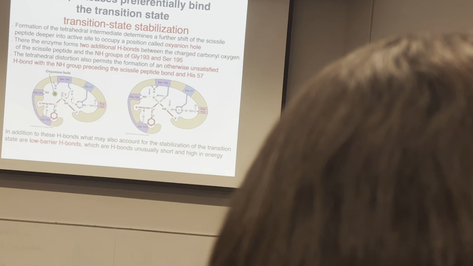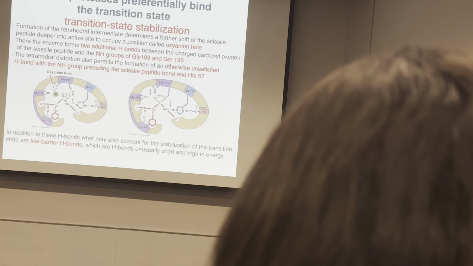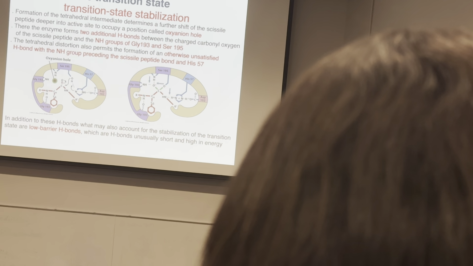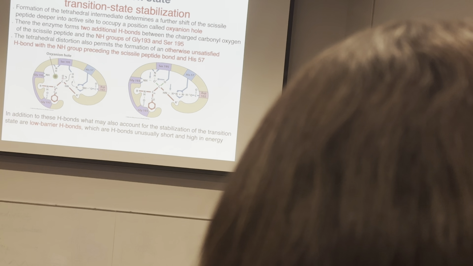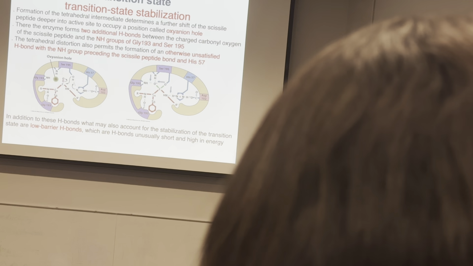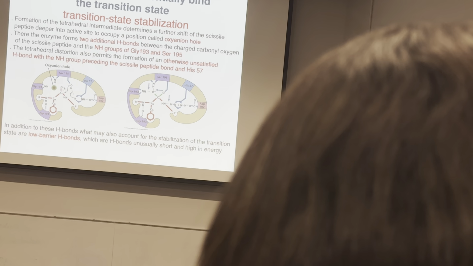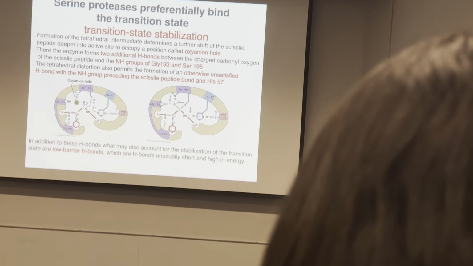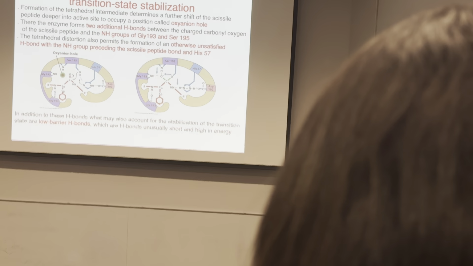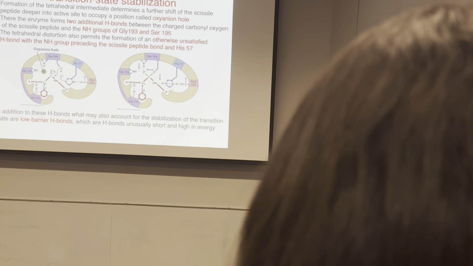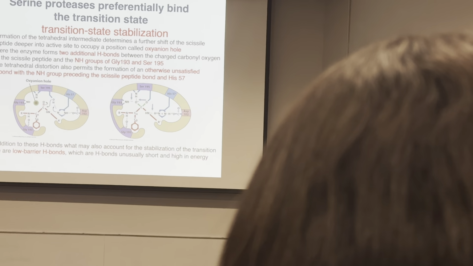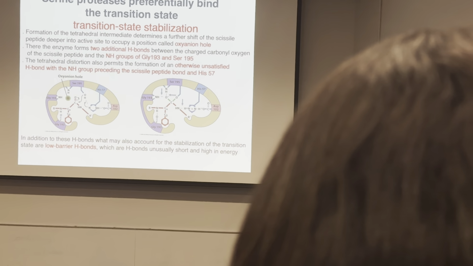But also two hydrogen bonds between serine 195 and glycine 193 and this oxygen. The oxygen attached to the carbon of the peptide bond. These two hydrogen bonds are special. The distance between the hydrogen and the oxygen in both cases is lower than the average distance of a normal hydrogen bond.